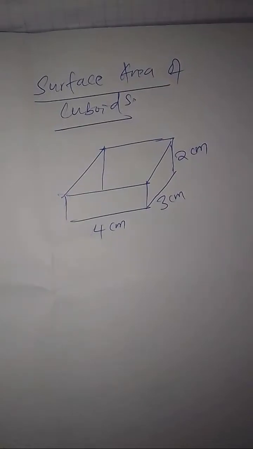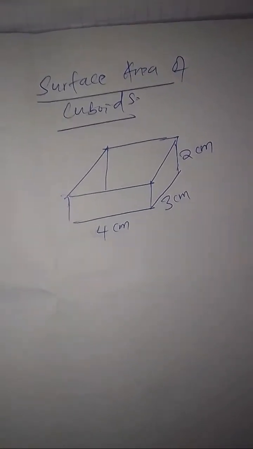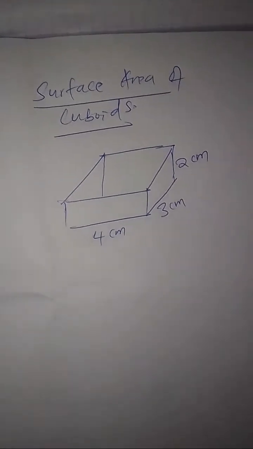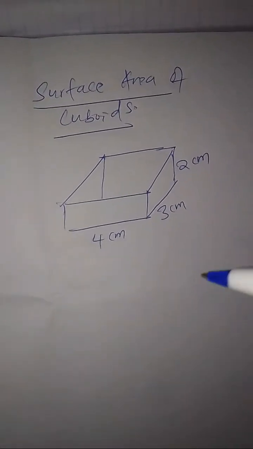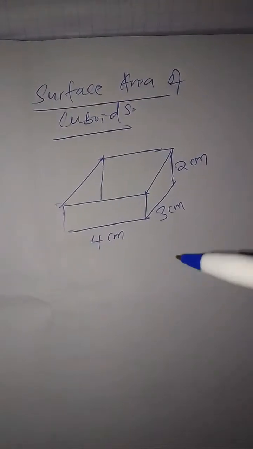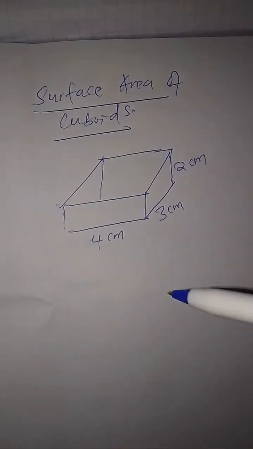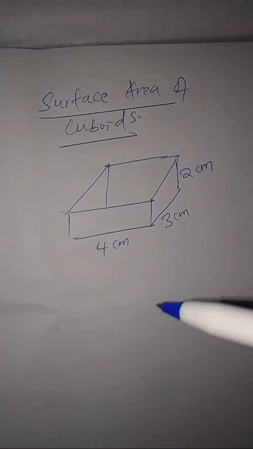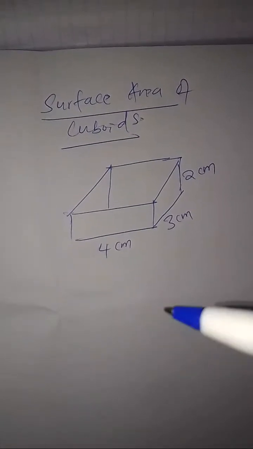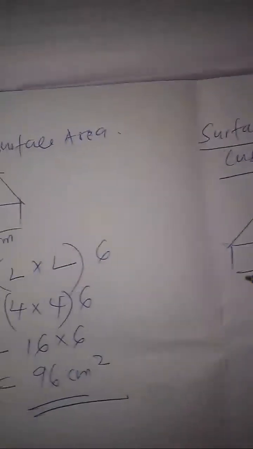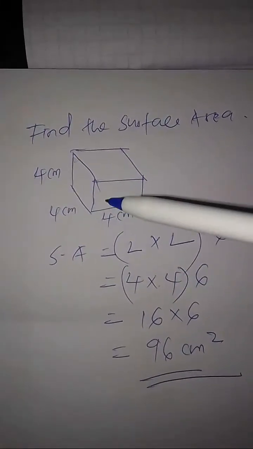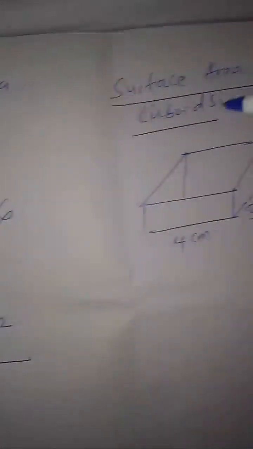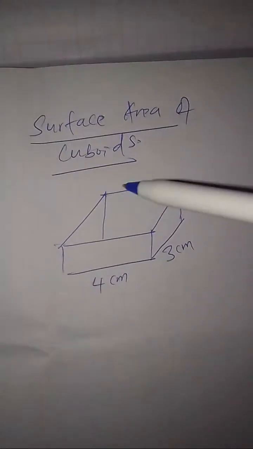Now we are asked to find the surface area of that cuboid. You ask yourself, how many faces does a cuboid have? Remember that a cuboid has a total of 6 faces. A cuboid is similar to a cube. A cube also has 6 faces, the same way a cuboid also has 6 faces.